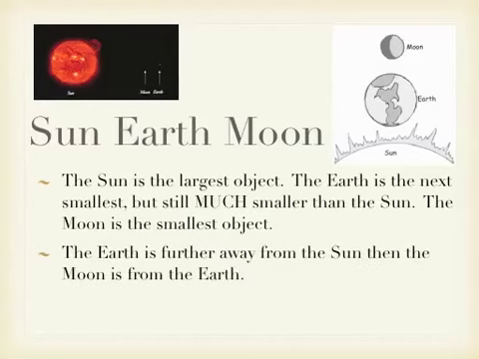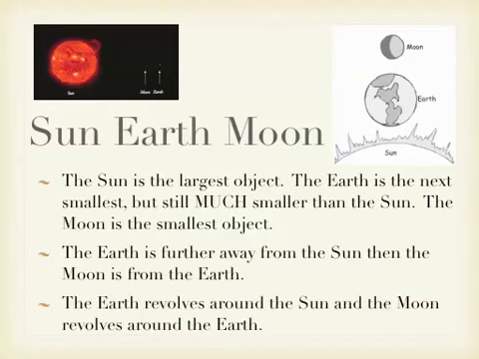The Earth is further away from the Sun than the Moon is from the Earth. So there's a huge distance between the Sun and the Earth, and then the distance between the Earth and the Moon is a little bit smaller, or quite a bit smaller, actually. The distance between the Moon and the Sun is far, but it also depends on where the Moon is in orbit around the Earth. So sometimes the Moon is closer to the Sun, and sometimes it's further from the Sun, depending on its orbit.